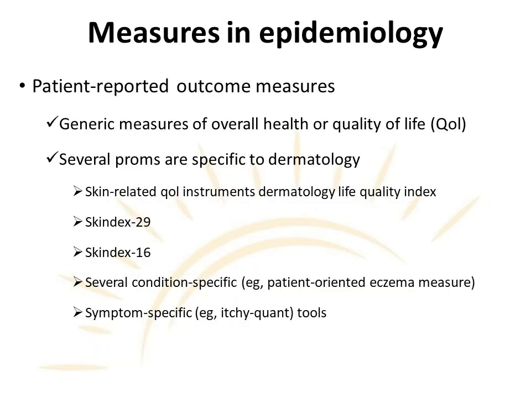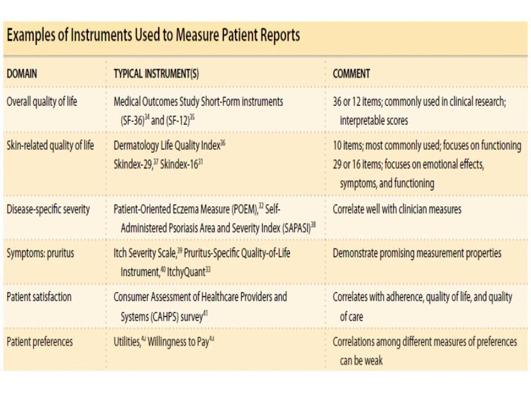Measures in epidemiology. Patient-reported outcome measures. Generic measures of overall health or quality of life, QOL. Several PROMs are specific to dermatology, including the skin-related QOL instruments Dermatology Life Quality Index, Skindex 29 and Skindex 16, as well as several condition-specific, for example Patient-Oriented Eczema Measure, and symptom-specific, for example ItchyQuant tools. These are the examples of instruments used to measure patient reports.